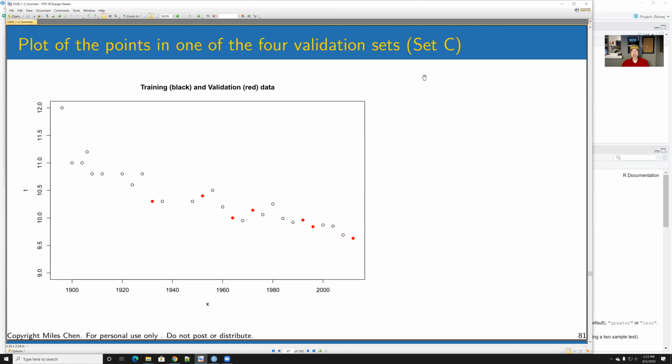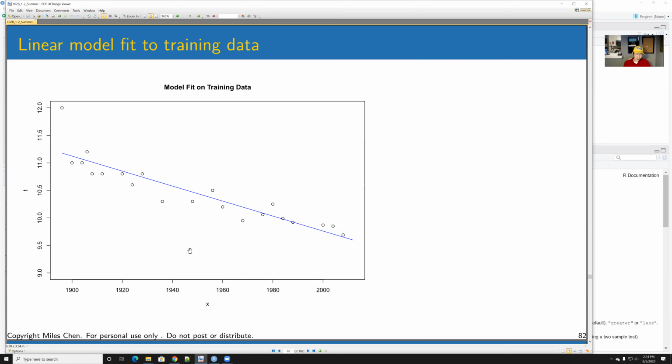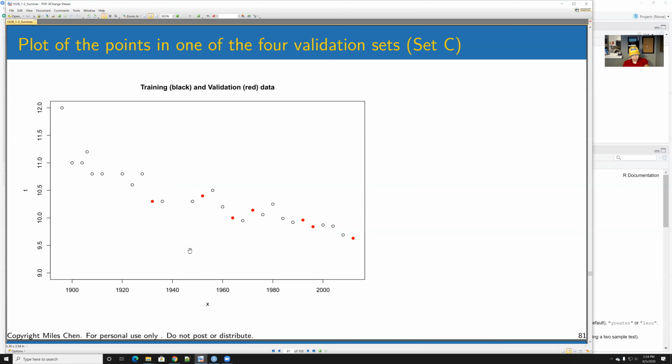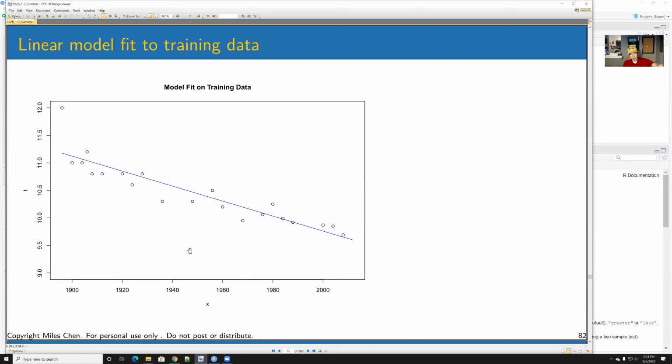Okay. All right. So we're going to look at validation set C, which I've highlighted in red. So these are the 7 data points that form our validation set. What we're going to do is remove those 7 data points, and we're going to fit a linear model to the remaining blue data points, I mean, the remaining 21 data points.